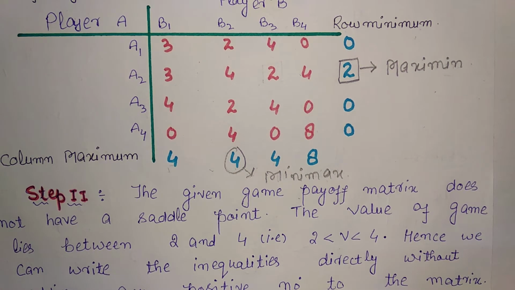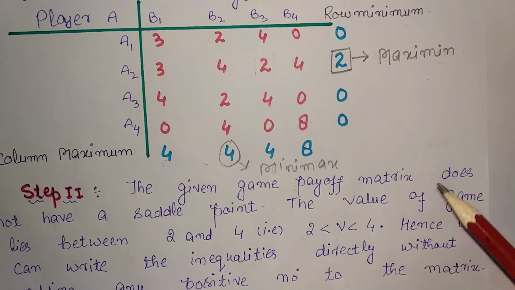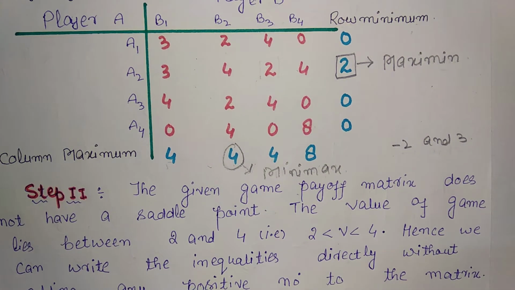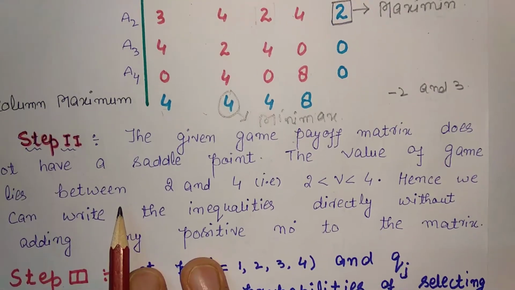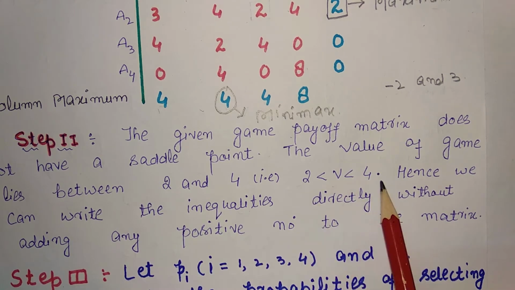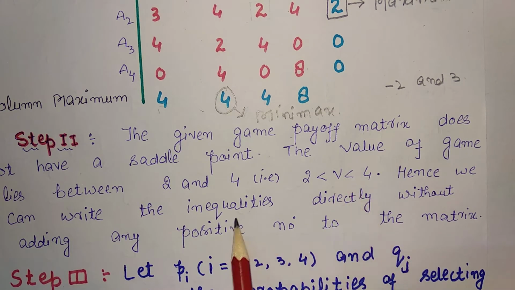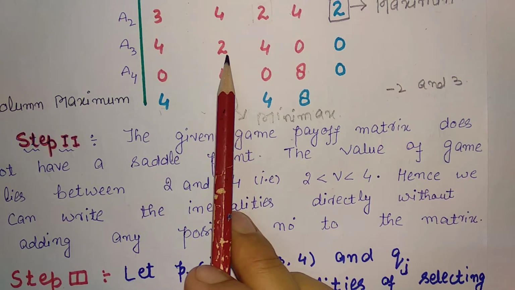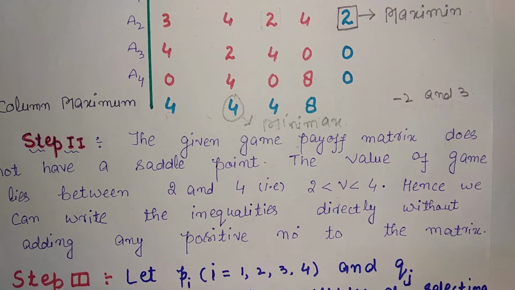Now in the previous video the value of the game lay between -2 and 3, so it was possible that the value of the game may be 0 or negative. So in the previous video there was a need of adding a constant to the payoff matrix in order to make the value of the game positive. But here there is no chance that v will be negative or 0, because v lies between 2 and 4, and 0 and negative values do not come between 2 and 4. Hence there is no need of adding any positive constant to the given payoff matrix. So directly we will proceed to step number 3.